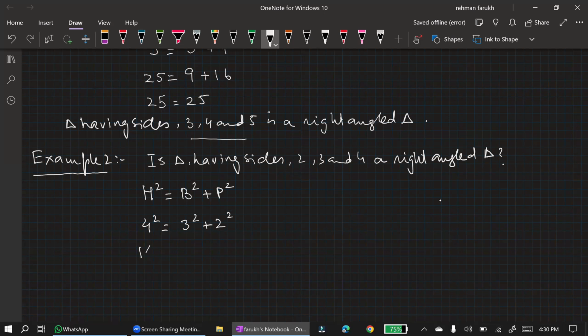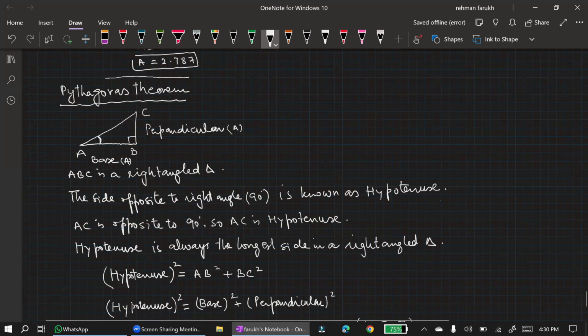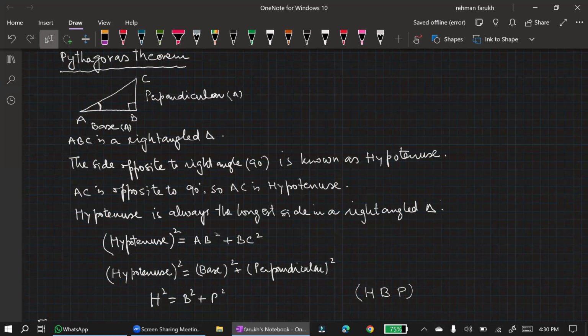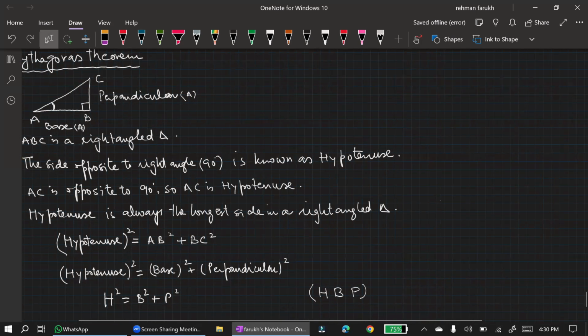So how do we know which one is B and which one is P? It doesn't matter. It can be random. Now, I will answer your question with the help of an example. This one is the triangle ABC.